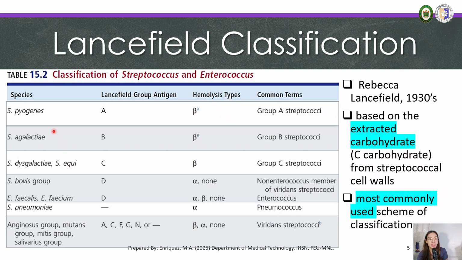All right, ulitin natin. Group A Streptococci, Streptococcus pyogenes. Group B Streptococci, Streptococcus agalactiae. Group C would include Dysgalactiae and equi. Group D would include Streptococcus bovis and yung mga Enterococcus. Next naman po, Group G, yung Anginosus group, Mutans, Mitis, and Salivarius group. Okay, so sila po yung Group G Streptococci.